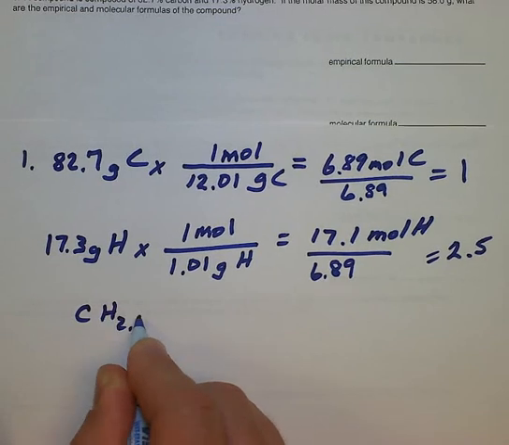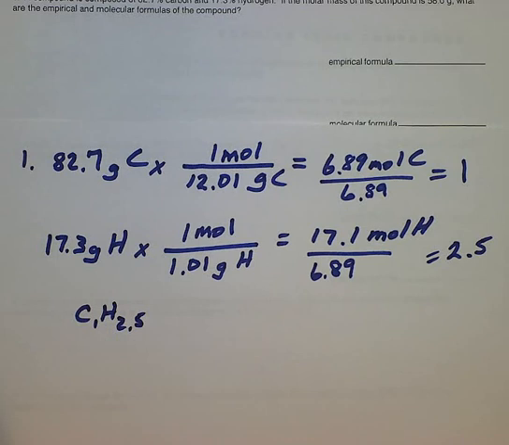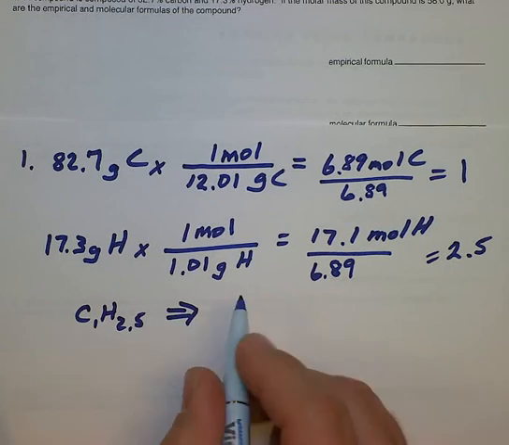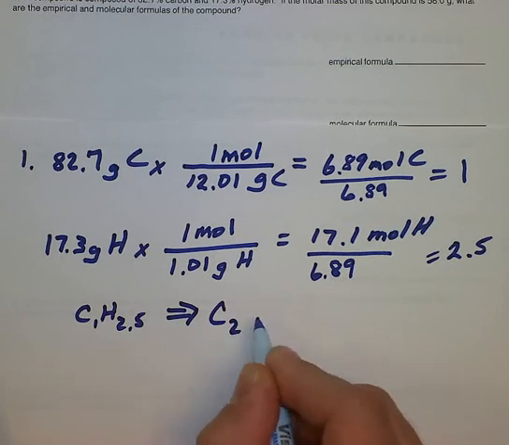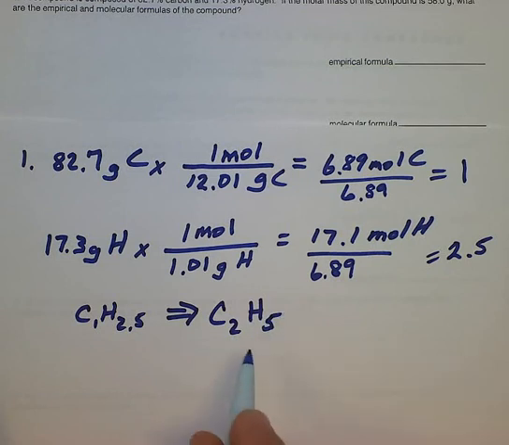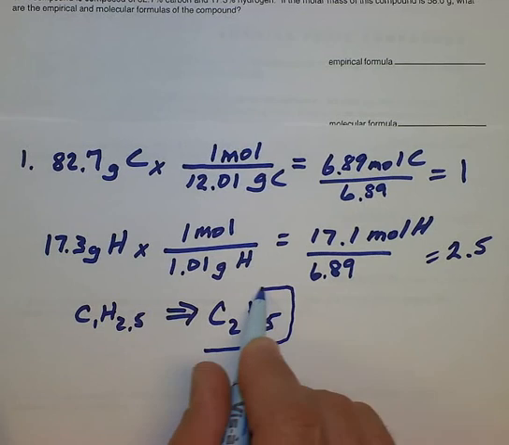I'm just going to write in this one so you can see it. Now obviously you cannot have a 0.5 for a subscript. You cannot have half an atom. So in this situation, if you get a number that is a 0.5, like this 2.5, we need to multiply them both through by 2. So if we multiply 1 times 2, obviously we get 2, and 2.5 times 2 will be 5. So our empirical formula is going to be C2H5.